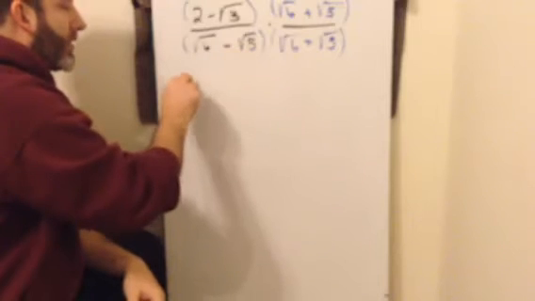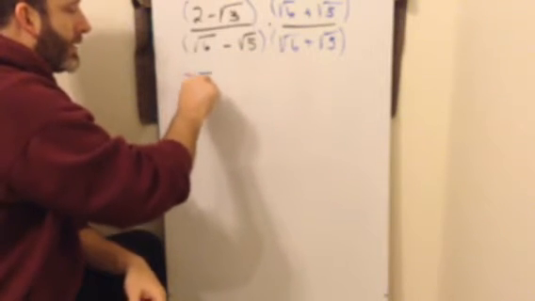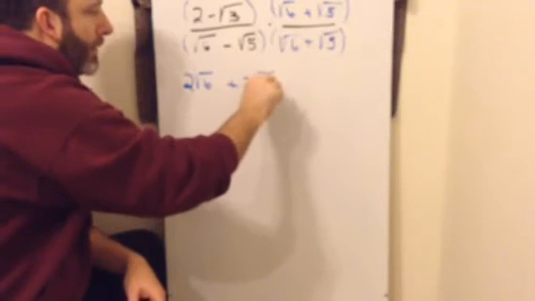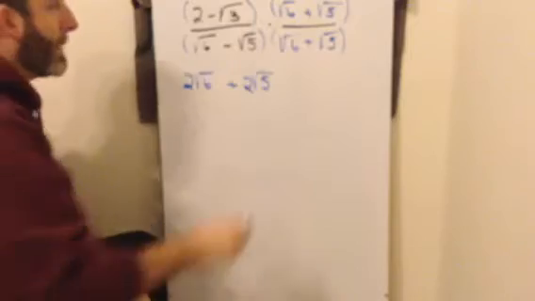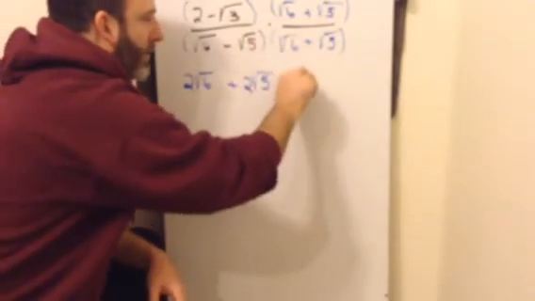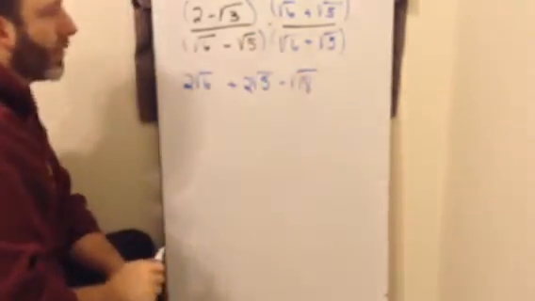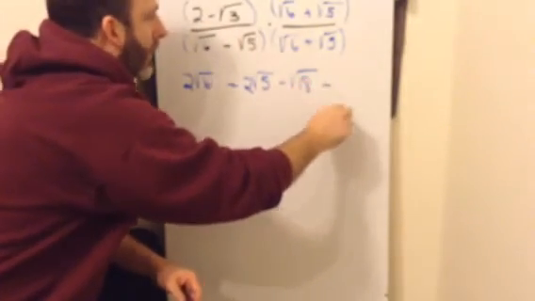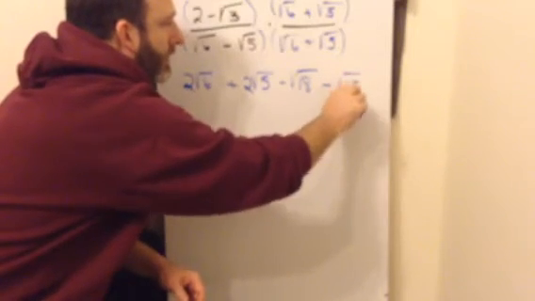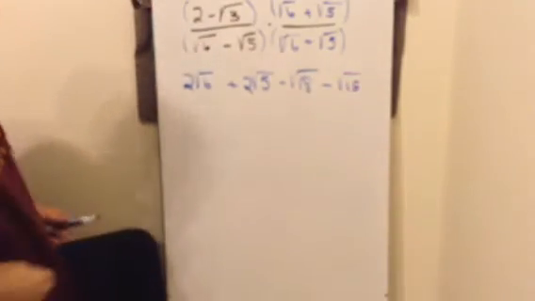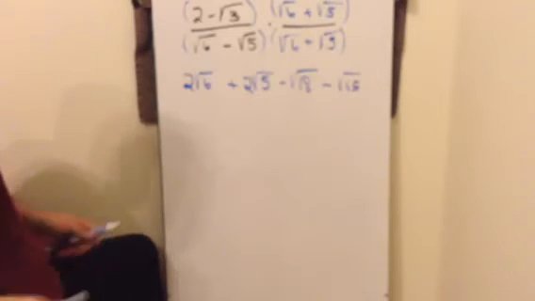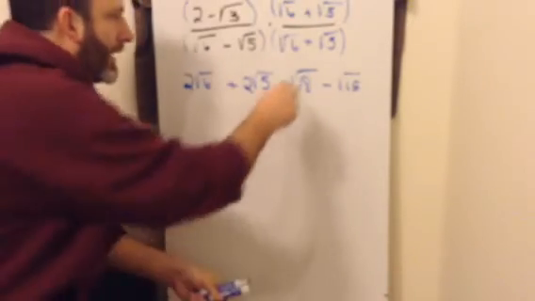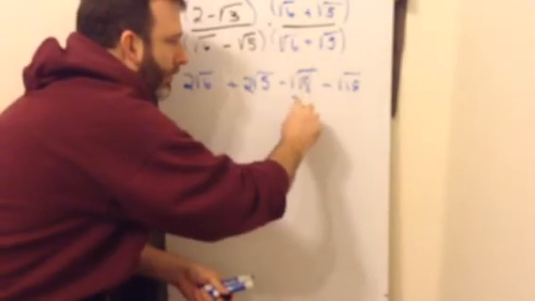2 times square root of 6 is 2 root 6. 2 times square root of 5 is 2 root 5. Remember, if it's outside the radical, it stays outside. Minus square root of 18, we've already seen that. We know how we can jump right to that. Minus square root of 15. Okay, so I know that this is going to become 3 root 2 from the last problem.